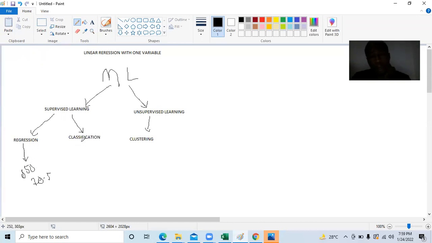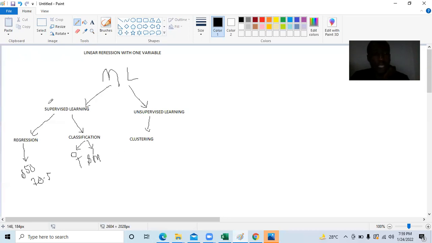We use classification problems to solve problems of yes and no. Is the tumor malignant or non-malignant? Is the email a spam email or not a spam email? Is the transaction a fraudulent transaction or not a fraudulent transaction? So it's either 0 or 1, right? So we use classification algorithms to solve classification problems.